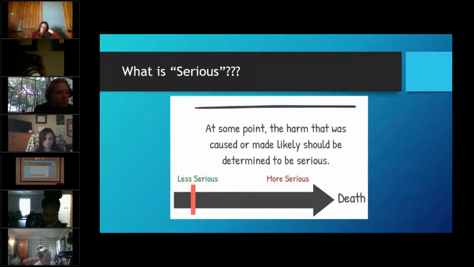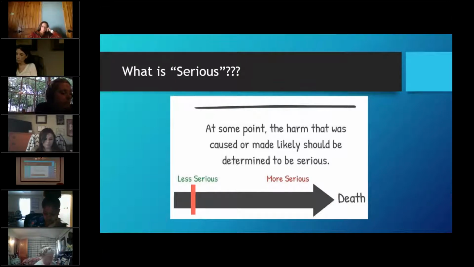What is serious? At some point, the harm that was caused or made likely should be determined to be more serious. If there's a pattern of noncompliance, more people are not following the protocol for maybe wound care, measuring and checking pressure ulcers and those things. If that is not done regularly, you're gonna have more likelihood for that to become serious. Does anybody disagree with that?